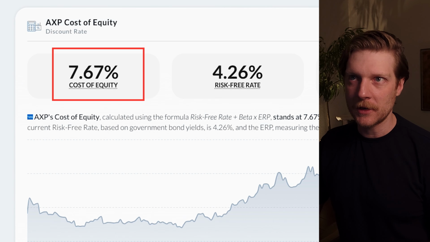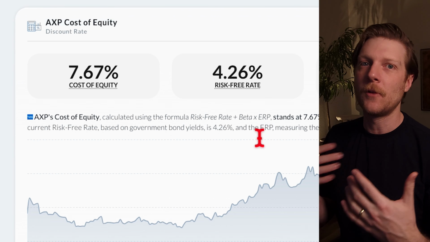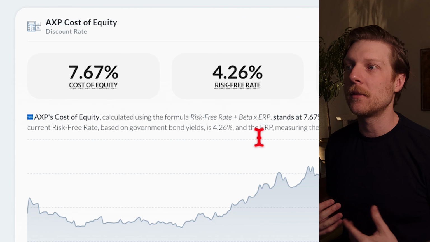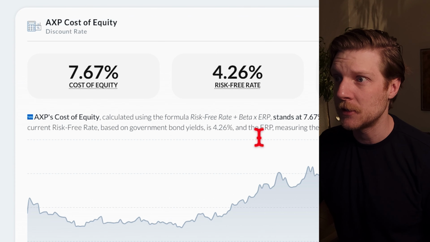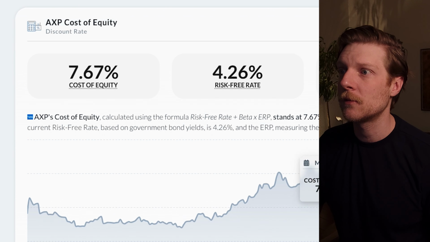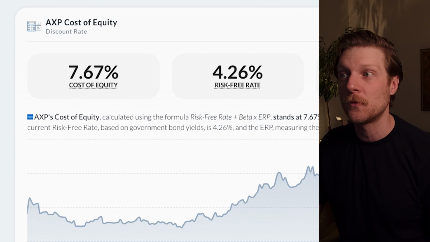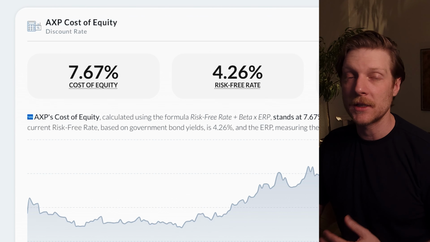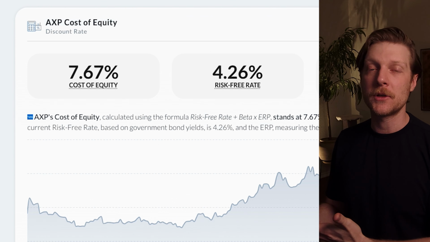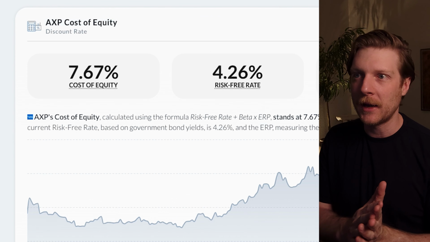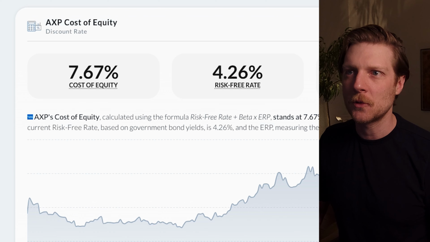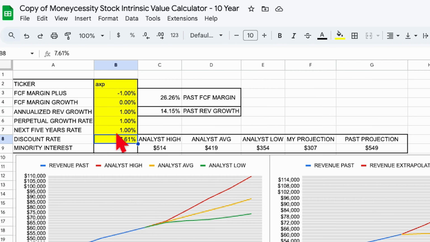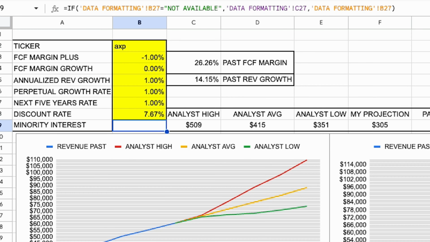This is on alphaspread.com. It takes into account the volatility of the stock. It takes into account the risk-free rate, and it takes into account the extra return over the risk-free rate required by investors, which is 4.06. So this is subjective, this 4.06. For you, you might want a higher return above the risk-free rate, which is 4.26. I just go with what AlphaSpread has, so 7.67, and I'll just quickly adjust that in my portfolio and see what changes. It really doesn't make much of a difference.